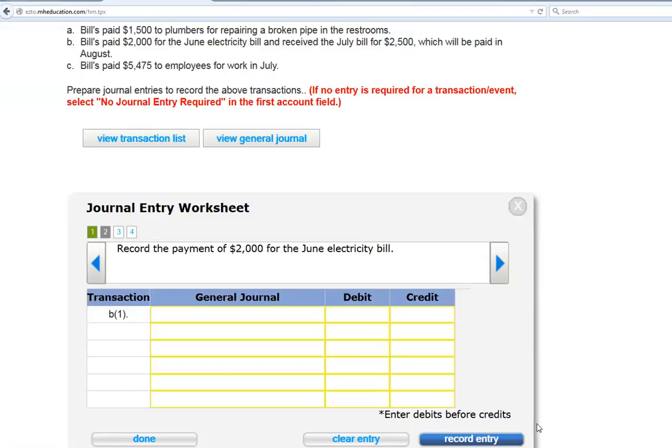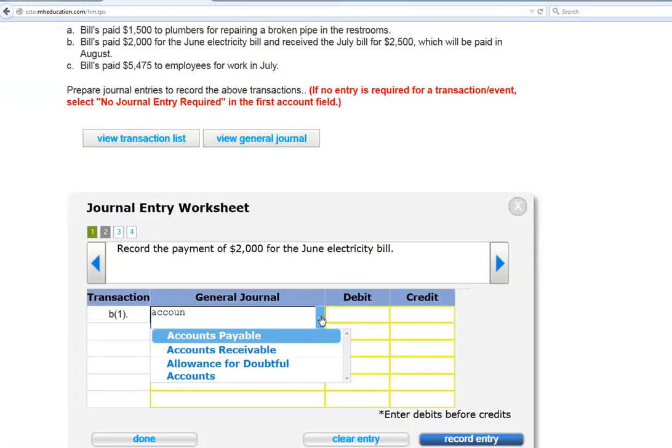In June, this company should have debited utilities expense for June's electricity and credited a payable because they still owed the money. Now in July, we're just recording the payment for that June bill. We need to decrease the liability accounts payable and decrease our cash. Accounts payable is going to be debited.